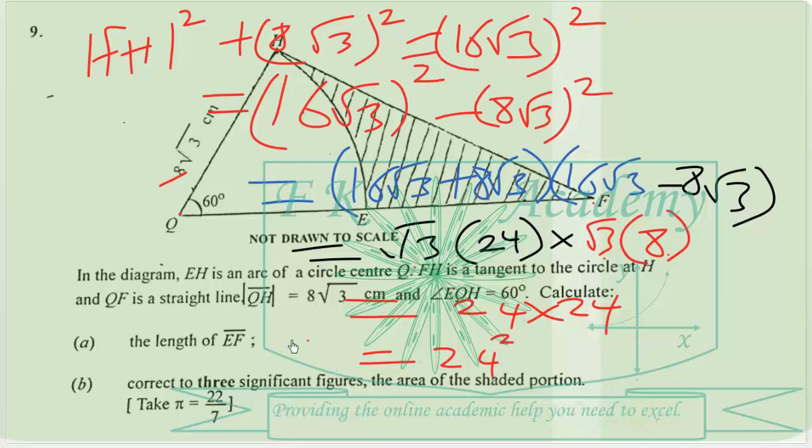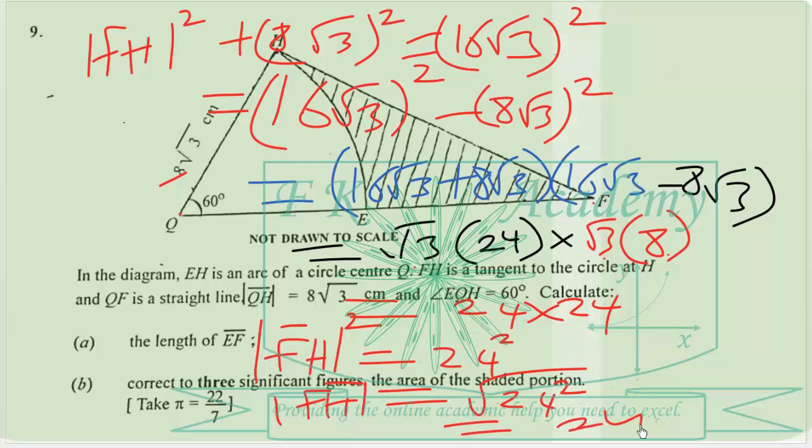So FH all squared is equal to 24 squared. So FH will be equal to the square root of 24 squared, the magnitude of FH, and that will give us 24 centimeters. So since FH is 24 centimeters, we can now calculate the area of the shaded region.